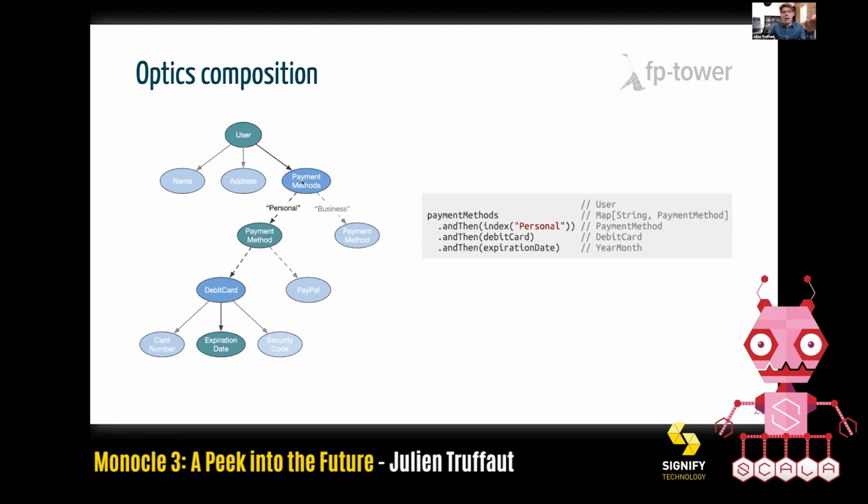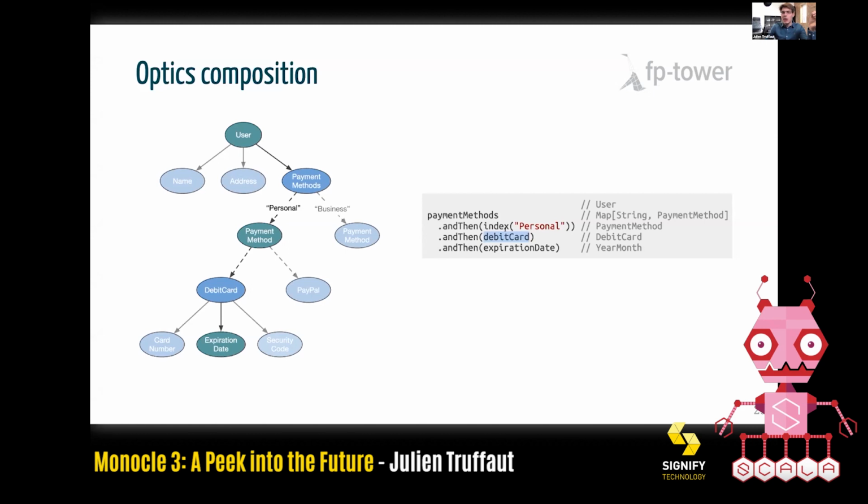Payment methods is a map, so it has several keys, for example, personal and business. So first of all, from our user, we use a payment methods optic to zoom into this field. Then we use the index optic here to select this branch to go into the personal key in the map. Once we have a payment method, it can be a debit card or a PayPal account.